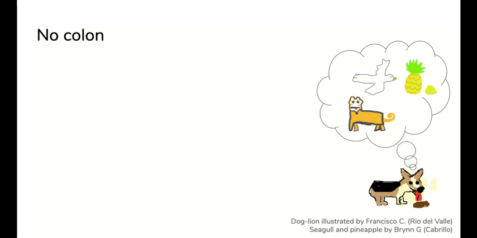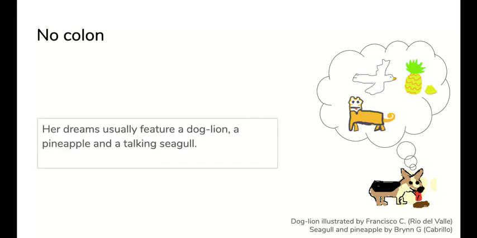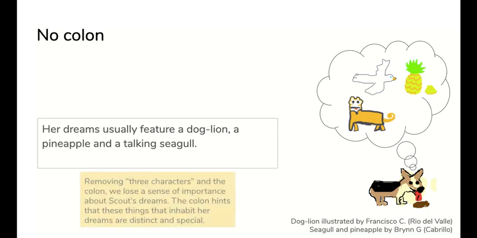When you don't have a colon, for example, it's perfectly fine to say this: her dreams usually feature a dog lion, a pineapple, and a talking seagull. However, when we remove the words 3 characters and we take out the colon, we lose a sense of importance about Scout's dreams. The colon hints that these things that inhabit her dreams are distinct and special.